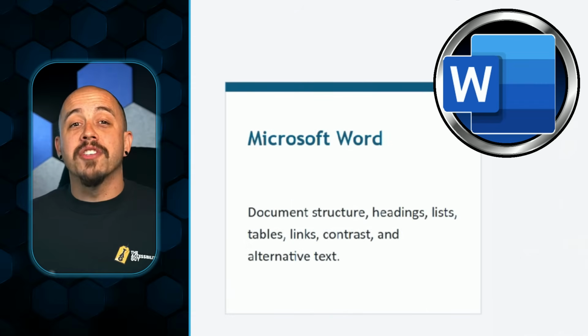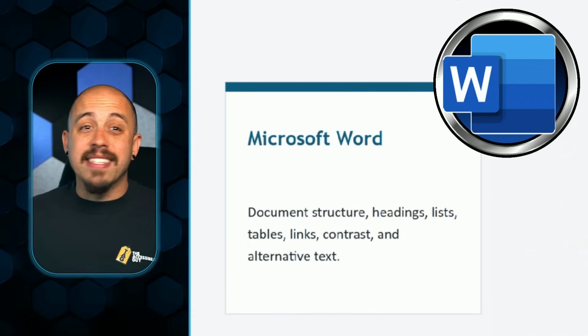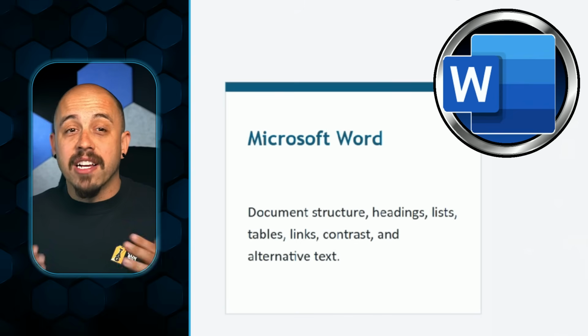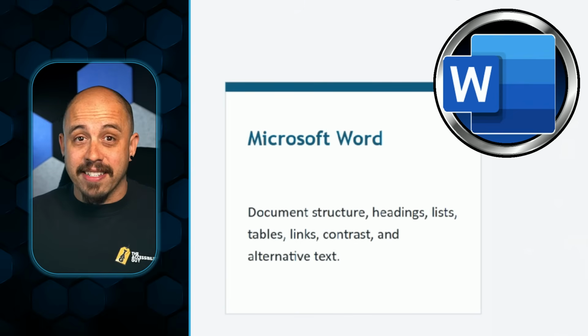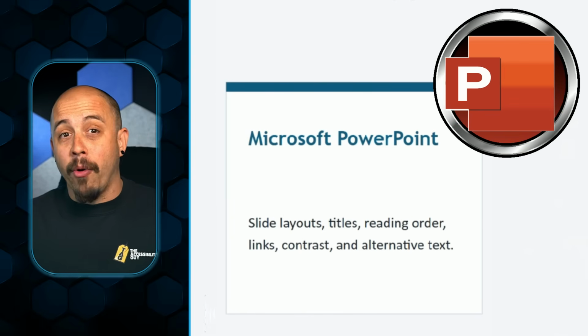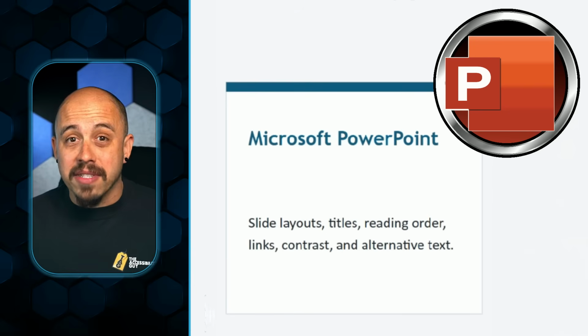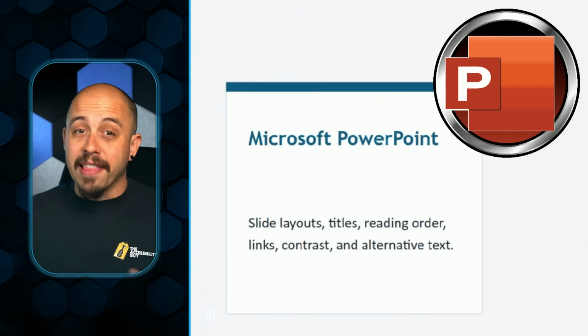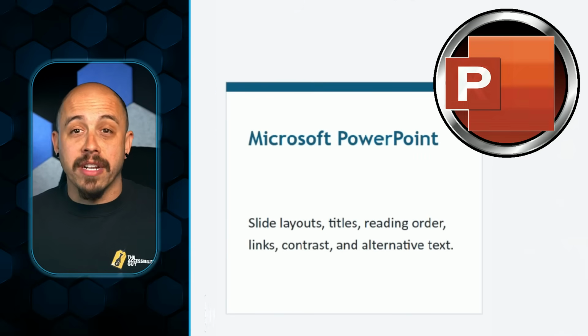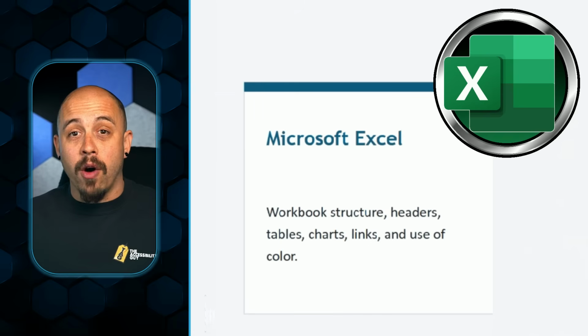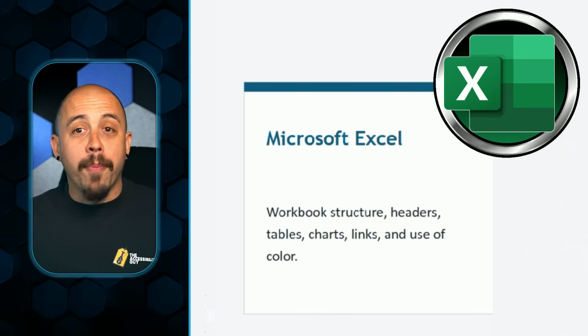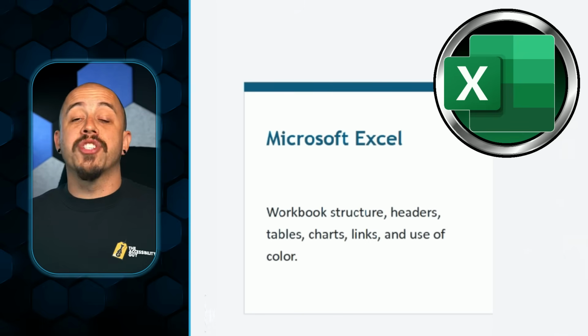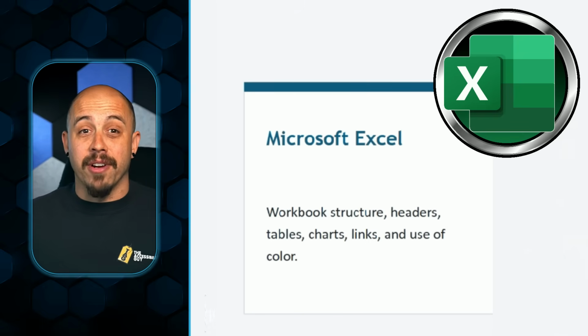First, we're going to have Microsoft Word. In this workshop, we're going to cover document structure, headings, list items, tables, links, color contrast, and alternative text. In our Microsoft PowerPoint workshop, we're going to cover slide layouts, titles, reading order, links, color contrast, and alternative text. In our Microsoft Excel workshop, we will cover workbook structure, headers, tables, charts, links, and use of color. You can take each workshop on its own, or you can take the full series.